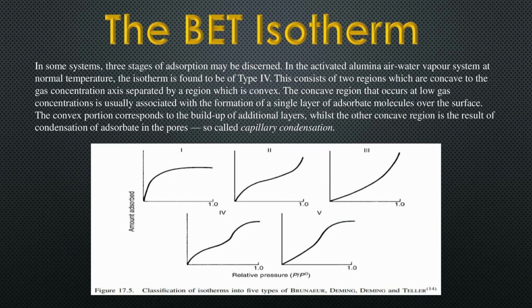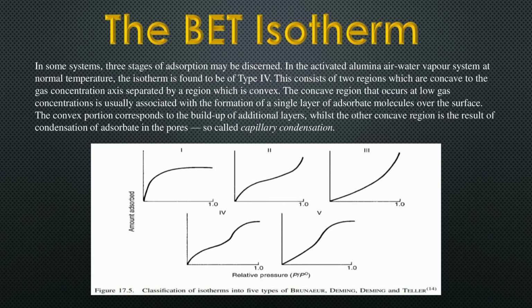In some systems, 3 stages of adsorption may be discerned. In the activated alumina air-water vapor system at normal temperature, the isotherm is found to be type 4. This consists of 2 regions which are concave to the gas concentration axis separated by a region which is convex. The concave region that occurs at low gas concentration is usually associated with the formation of a single layer of adsorbate molecules over the surface. The convex portion corresponds to the buildup of additional layers, whilst the other concave region is the result of condensation of adsorbate in the pores, the so-called capillary condensation.